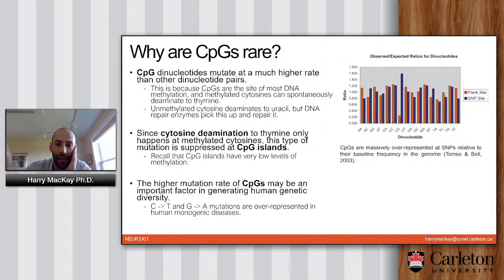Of course, TG mutations can happen too. All kinds of other mutations can happen. It's just that relative to what you'd expect, the CpG mutations are a lot more common.